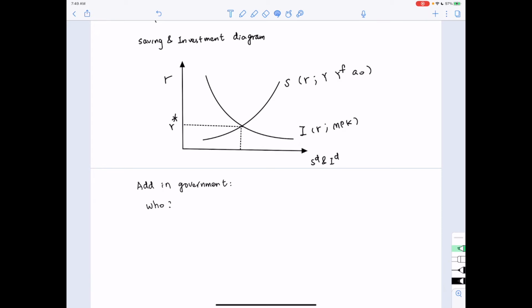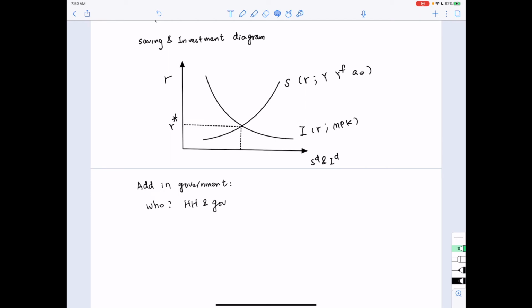When we add the government into the economy, we want to ask who are the savers and who are the investors. It turns out that the government will be another agent that saves. So the agents that save become the household and the government. The government's decision will affect the saving decisions. Here, we do not assume that the government invests.